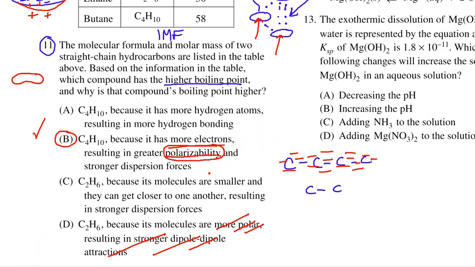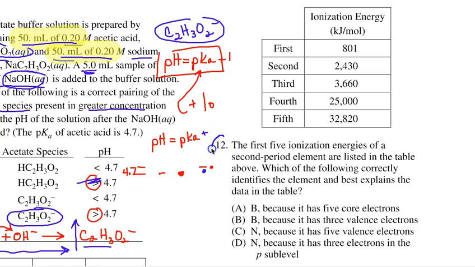So 11 is B. Okay, number 12 is listing the ionization energies. That's the energy it takes to pull and yank an electron away from an atom or an ion. This is the first ionization energy. This is where I took an atom and removed its electron. This is the second. Now it's a positively charged ion called a cation, and it's going to be harder to remove because now it's +1 because I removed it. So the second ionization energy is always going to be higher.